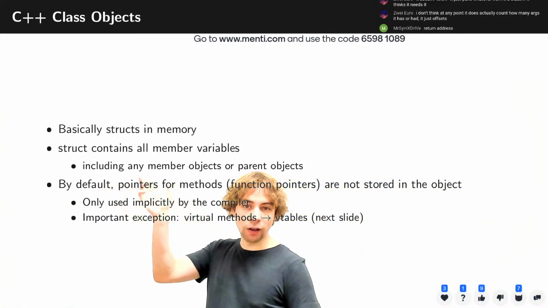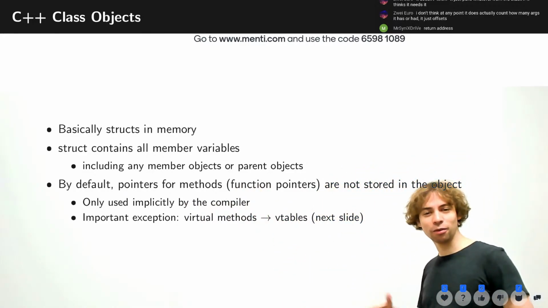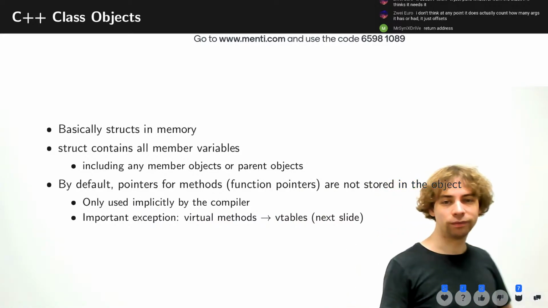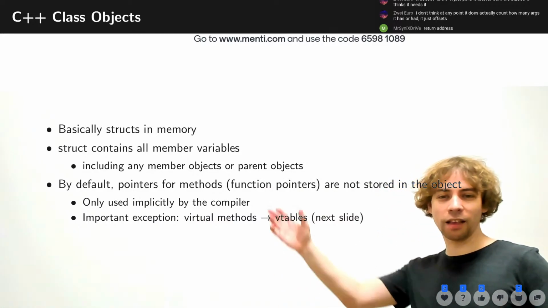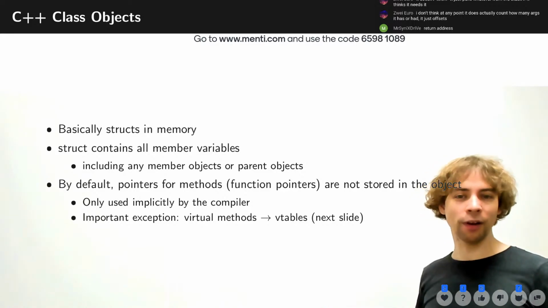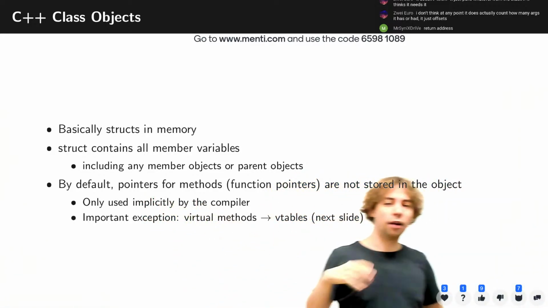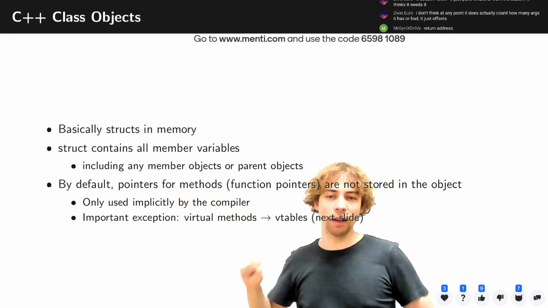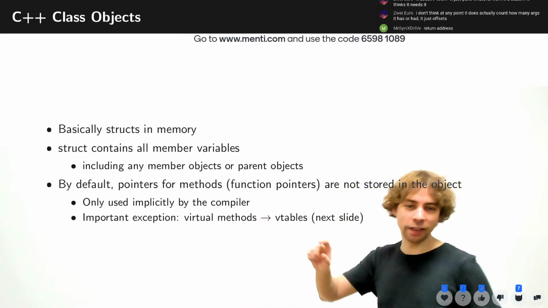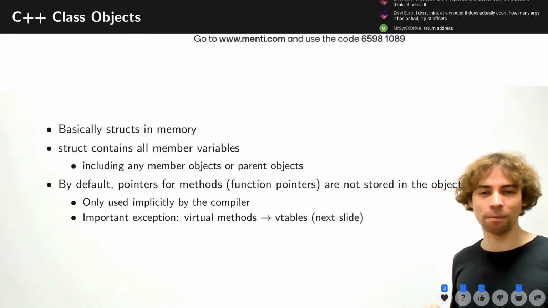By default, pointers for methods are very interesting. The first time I saw them with the debugger, I was a bit confused why they look like that. Here it says function pointers. There are some differences that you will see between pointers for methods and function pointers. These pointers for methods are not stored in the object. They are just used implicitly by the compiler, but there is one important exception: virtual methods. That can be pretty confusing at first, but we will clear that up now.